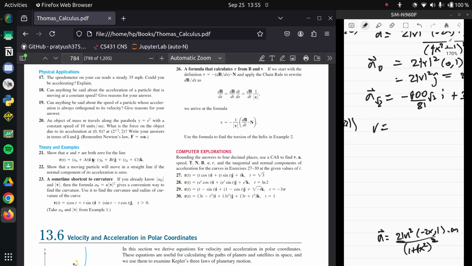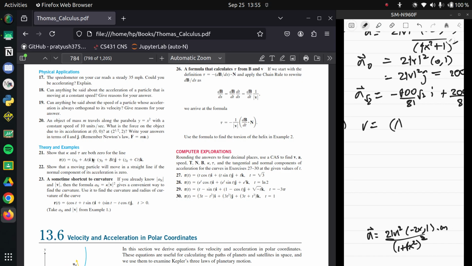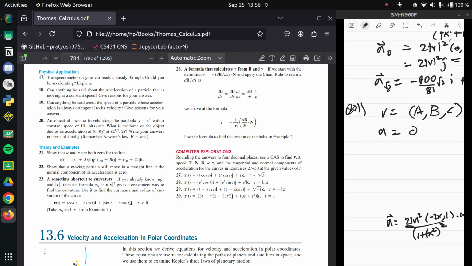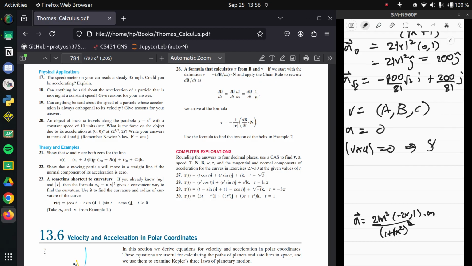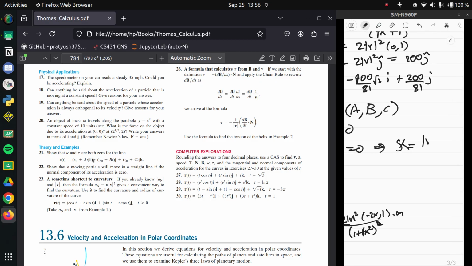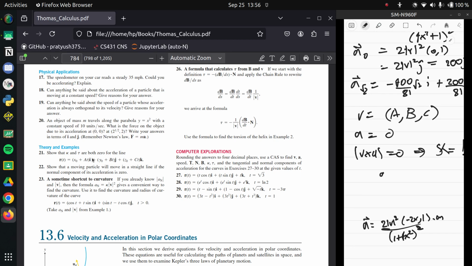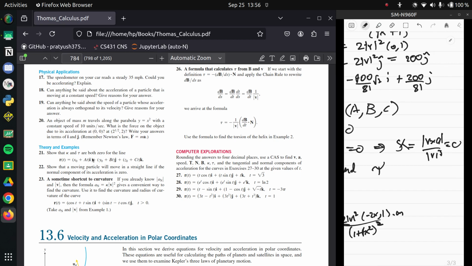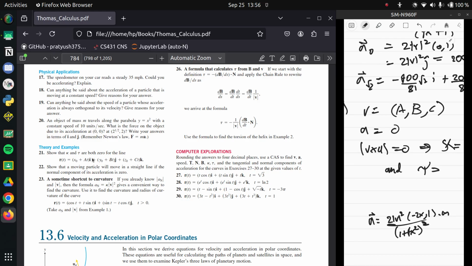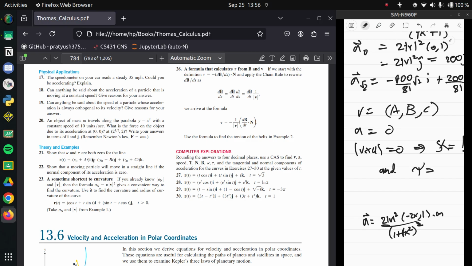So it's just like v equal to what? V equal to a comma b comma c. That just means your acceleration is 0, right? So your v cross a is 0, which means your kappa, which is just v cross a upon v cubed, that thing is 0, and your tau, which is, what's tau? It's more complicated than this.